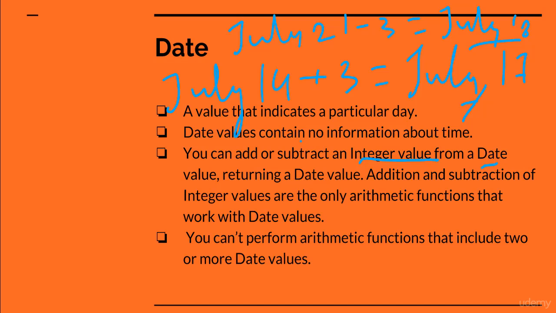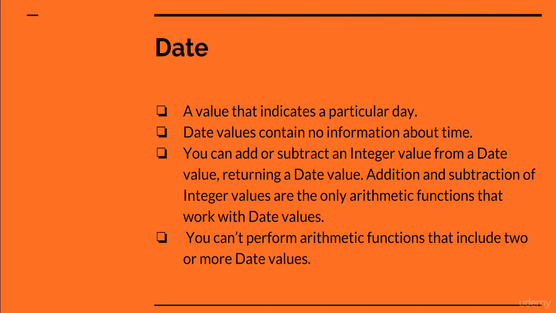What does that mean? You cannot do something like July 17 plus December 14. This is wrong. You cannot perform arithmetic operations on two date values. So date is something which does not have any information about time. It is just a plain date.